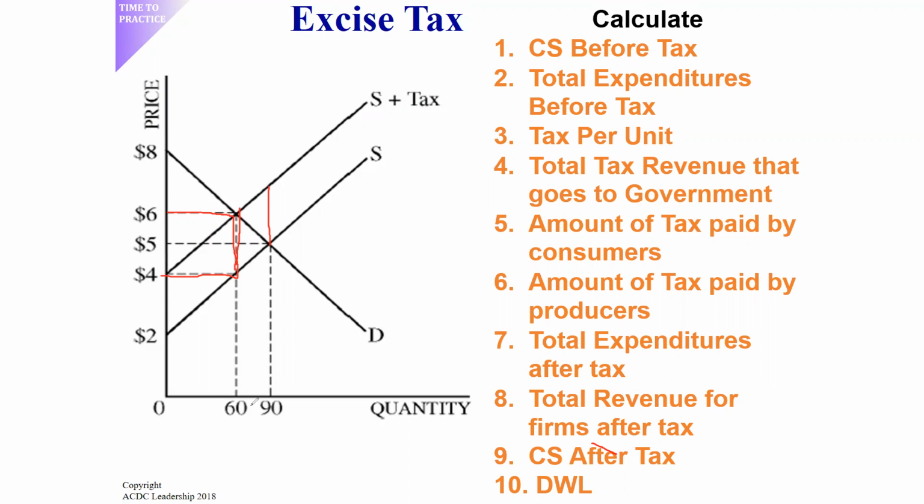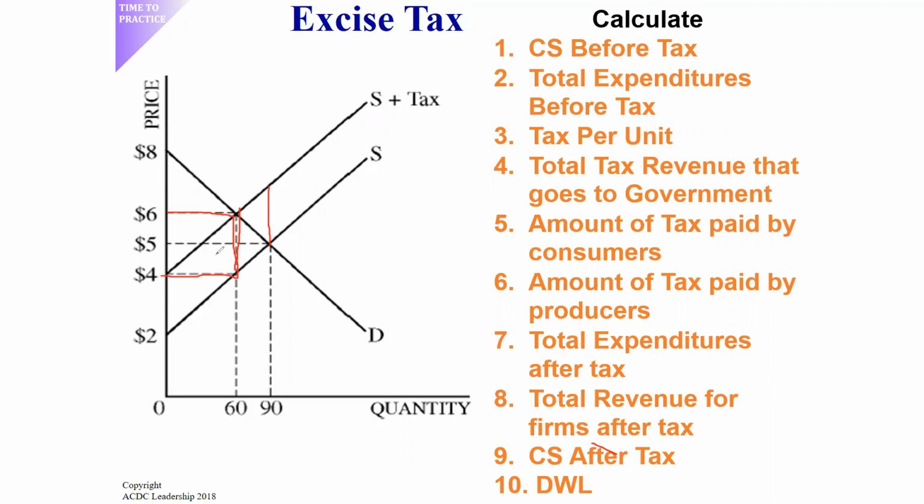Total expenditures after tax. Again, that's price times quantity. So that is $6 times 60, right? Because the new price after tax is $6 times 60 is $360. Total revenue for firms after tax. All right. And it would be the same thing as the expenditures, price times quantity.